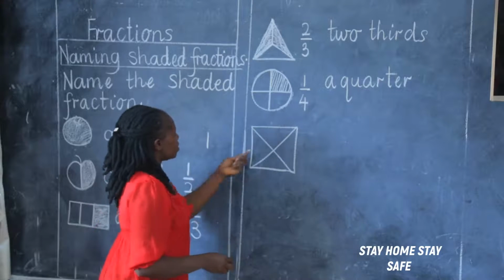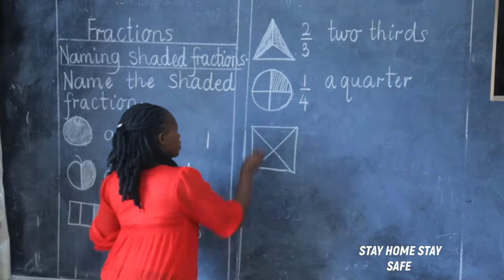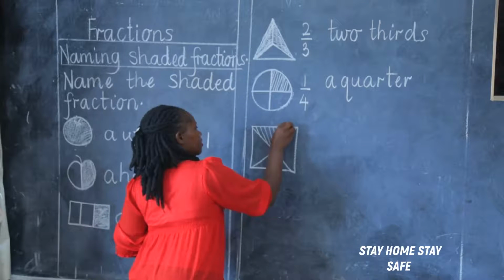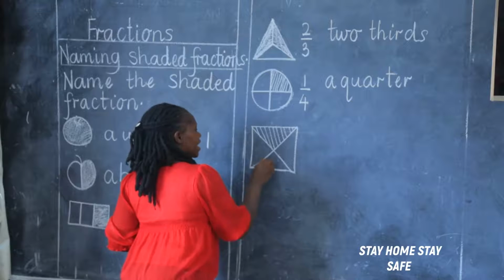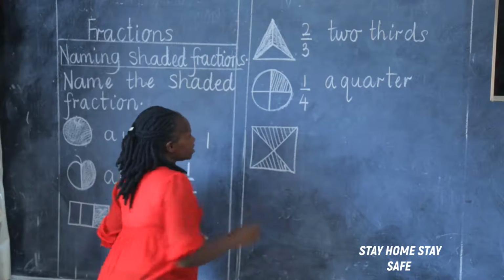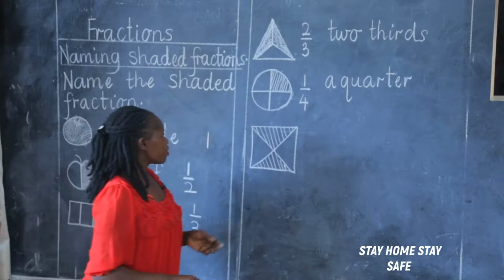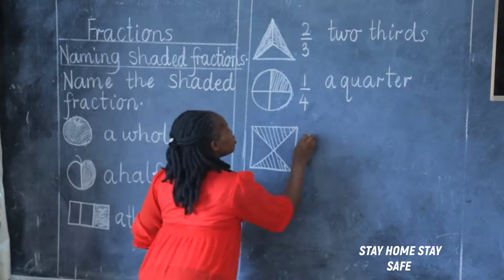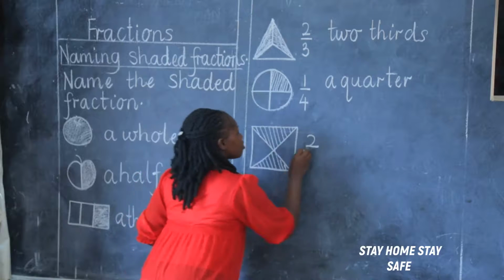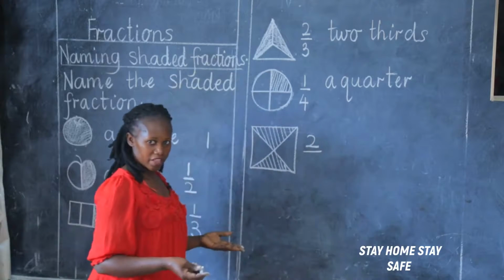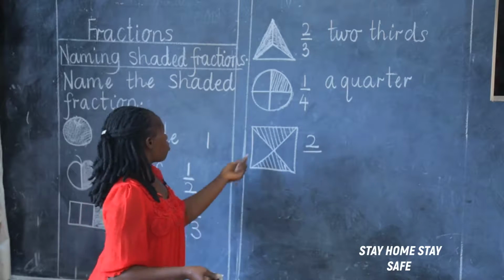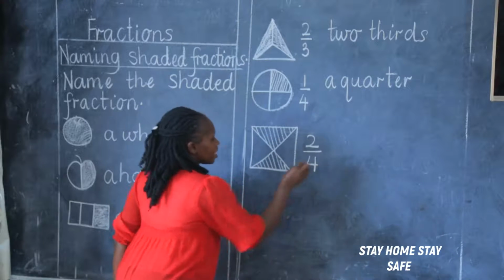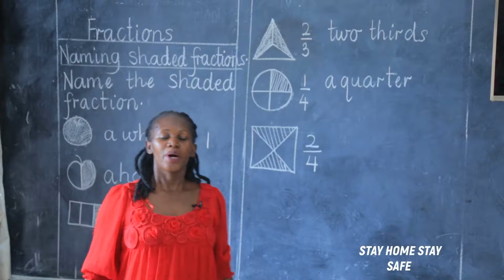how many parts? 1, 2, 3, 4. Now I'm shading those ones. I have decided to shade those ones. How many parts have I shaded? Count them with me. 1, 2. So I have shaded 2 parts. Out of how many? How many are they all together? How many parts have I made? 1, 2, 3, 4. So I have shaded 2 parts out of the 4 parts.